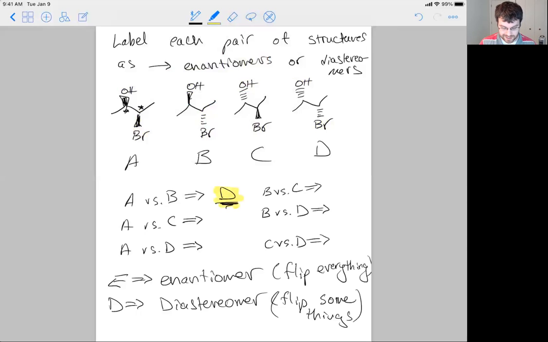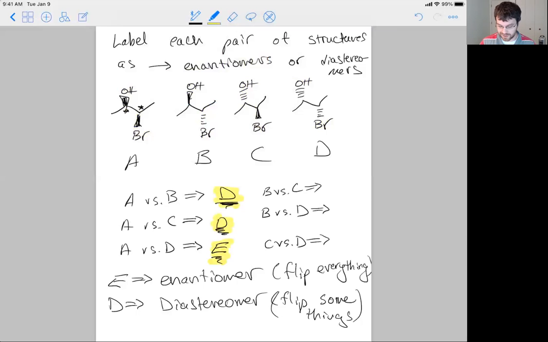Now A versus C is similar. In this case, the Br has remained the same, but the OH is flipped. Some things flip, but not everything. And as a result, they are diastereomers. A versus D, now everything is flipped. All of our wedges from the starting structure flipped to dashes while we kept the orientation the same. So that's going to be labeled as an enantiomer.